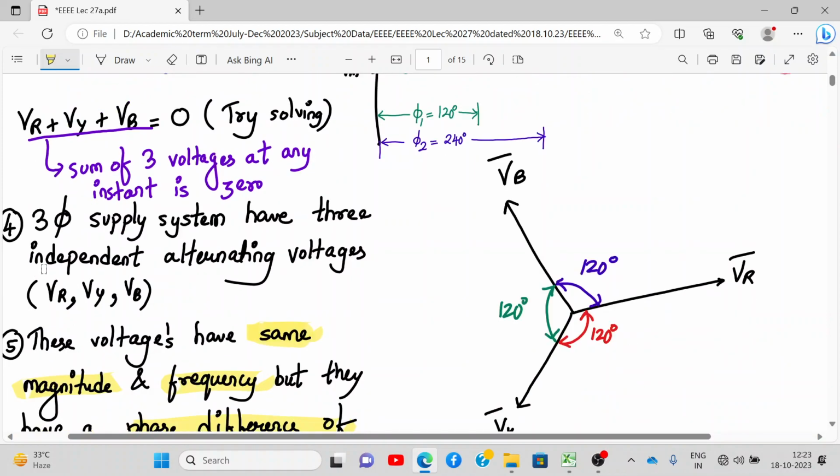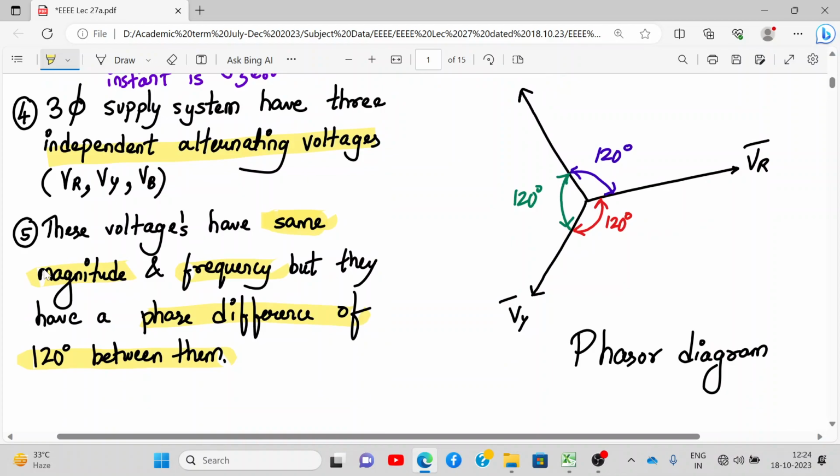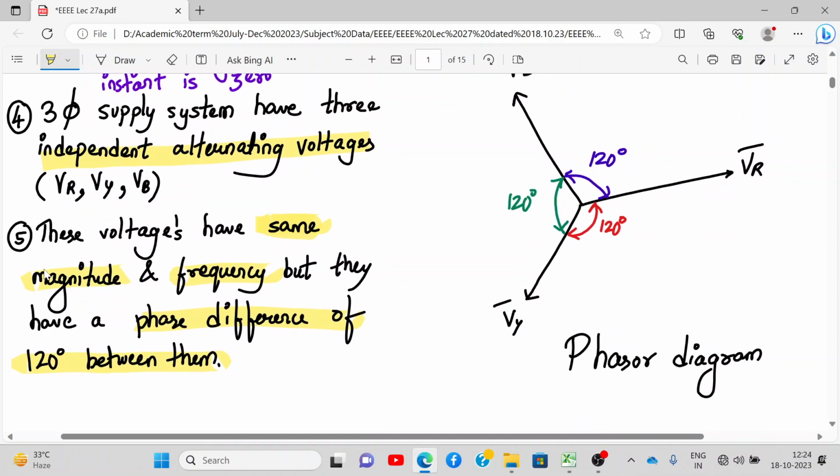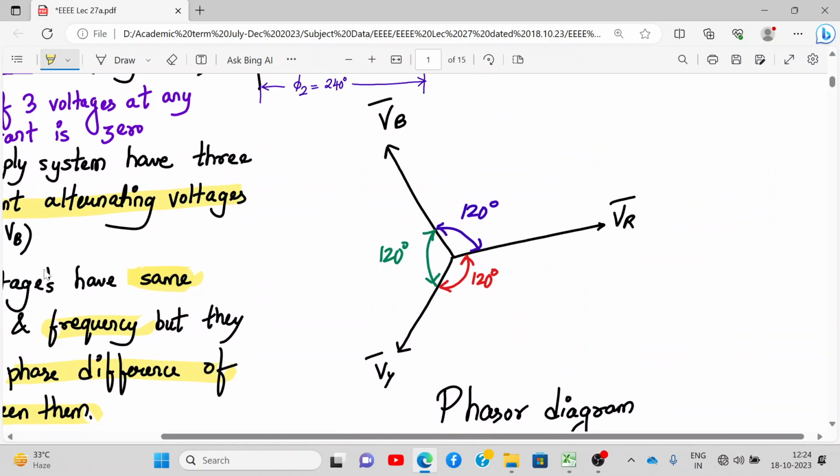So a three-phase supply system will have three independent alternating quantities: VR, Vy and Vb. These three voltages, I'm just describing it, we have already explained it. These three voltages have the same magnitude and frequency, but they have a phase difference of 120 degrees between them. So draw this phasor diagram, each of them having a 120 degree phase shift between them. This is the phasor diagram of a three-phase supply.